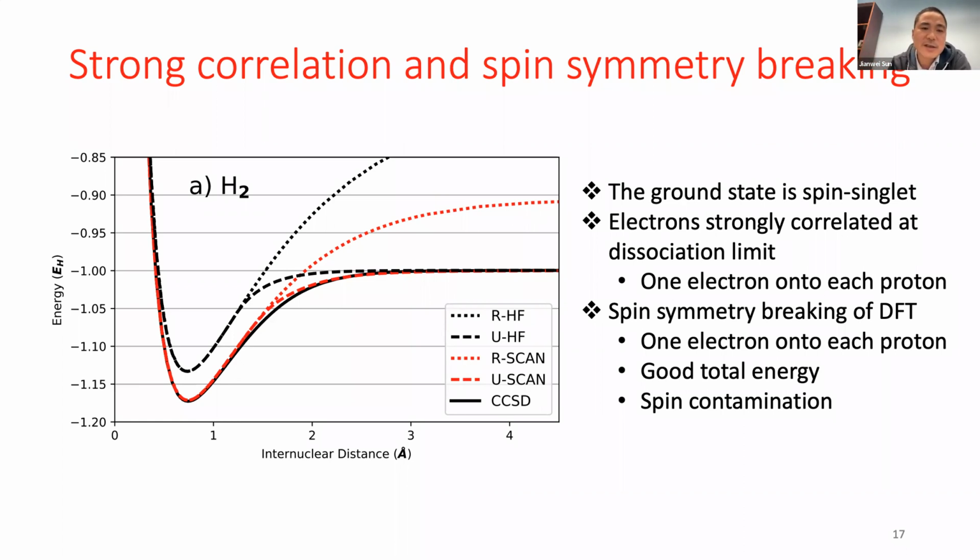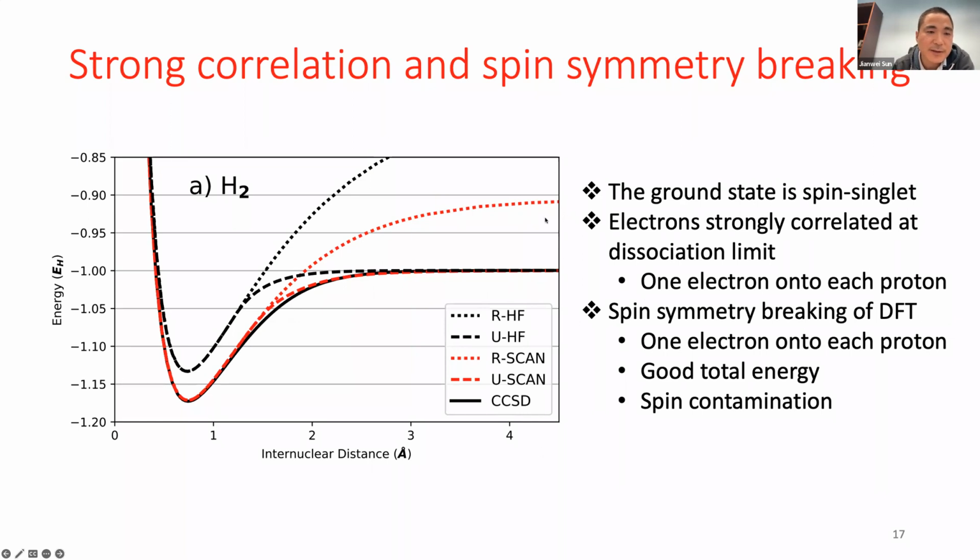Now, with DFT, if you enforce this spin singlet, then it will give you significant error. I mean, like this Hartree-Fock, right? So this is a restricted SCAN. So they start, the red line, at large R, right?